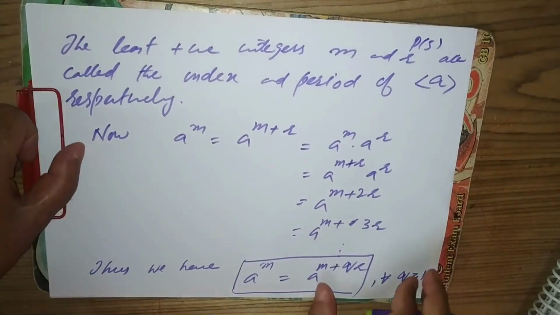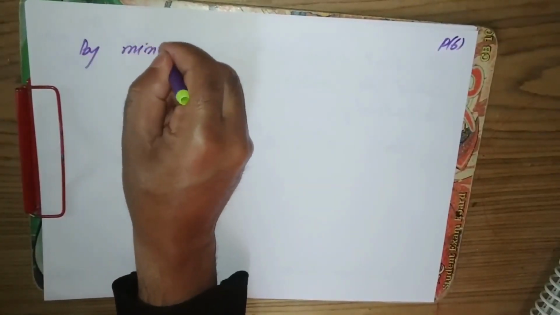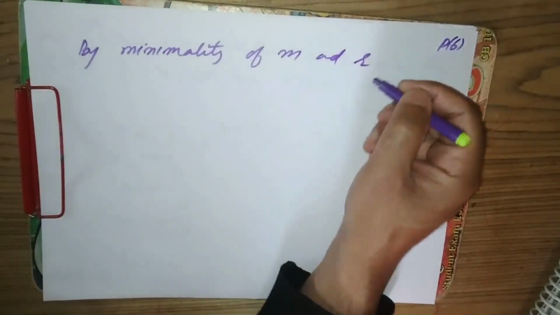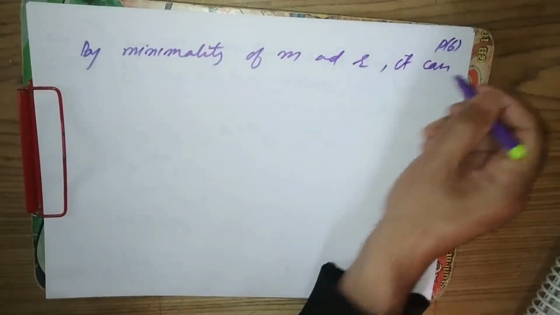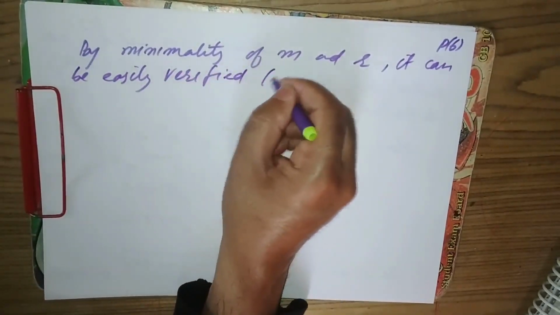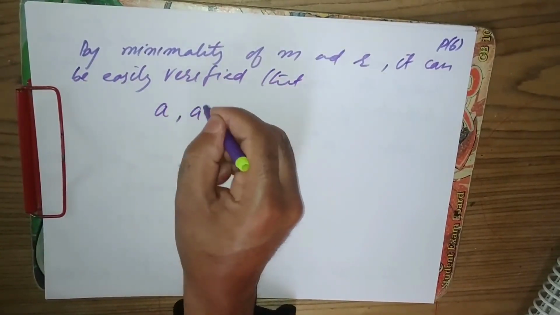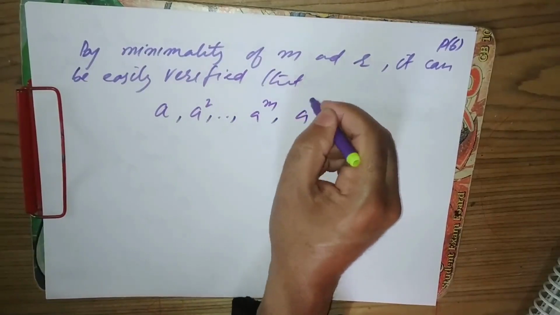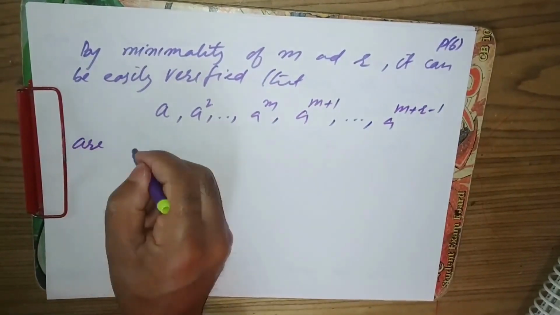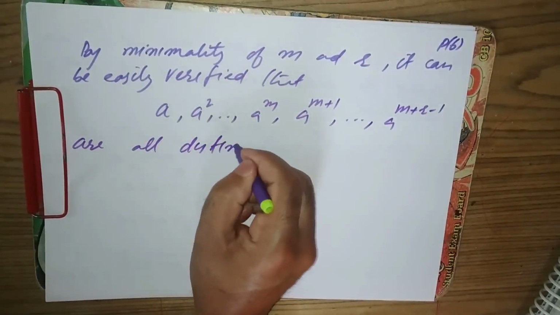Now, by the minimality of m and r, it can be easily verified that these elements a, a square, a power m, then a power m plus 1, and so on up to a power m plus r minus 1 are all distinct.